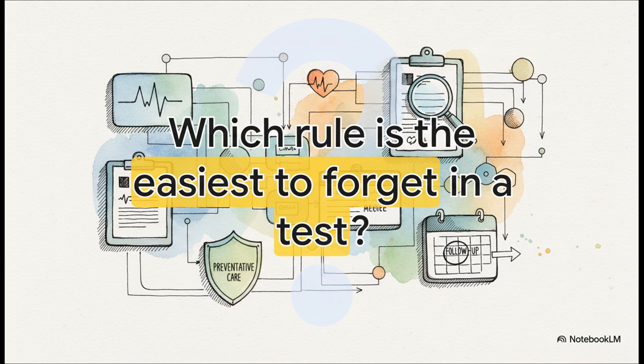So as you review all this, think about that. Where are you most likely to trip up under pressure? Is it mixing up the screening rule with the follow-up rule? Or maybe forgetting that one single exception for the history of falling code? Pinpointing your own potential pitfalls is the last step to really, truly mastering Z codes. You've got this.